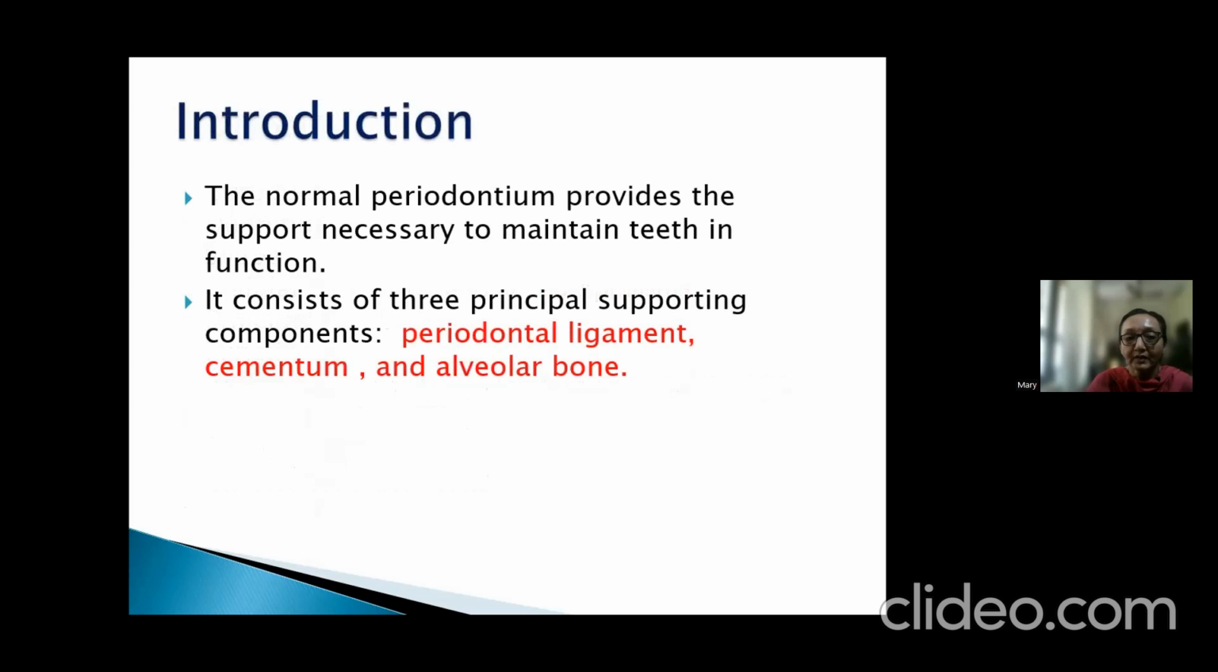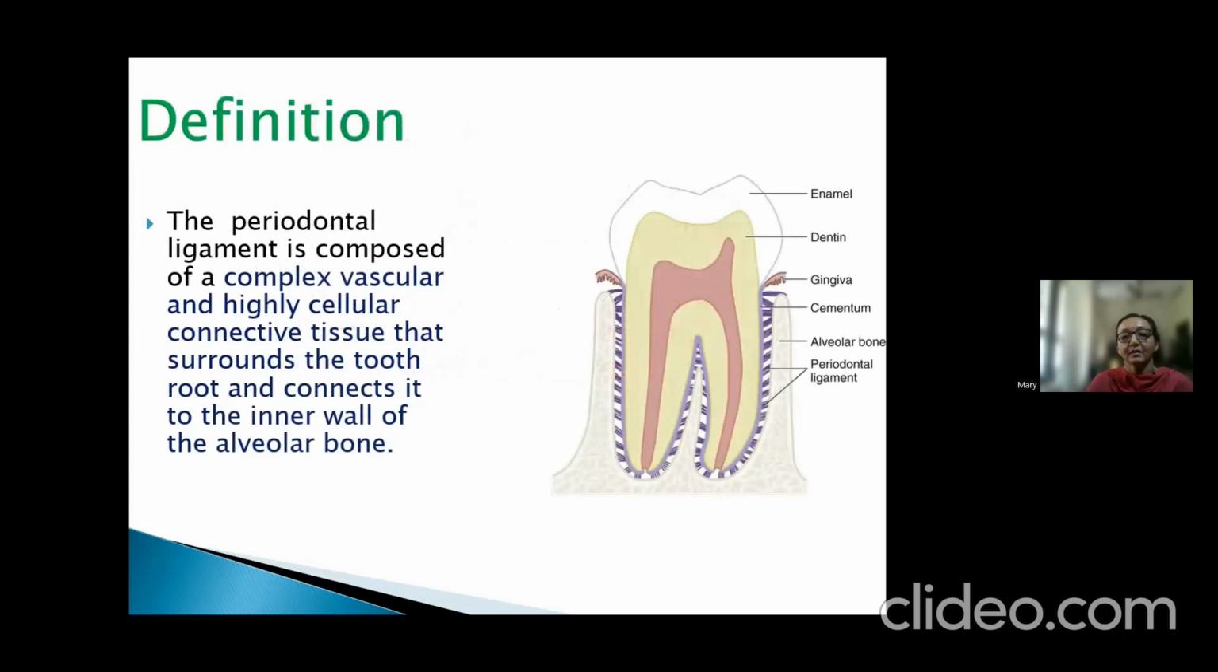So let's see what the periodontal ligament is all about. We know that the normal periodontium usually provides the support which is necessary to maintain the teeth and function. It consists of three principal supporting components, which include the periodontal ligament, cementum, and alveolar bone, with the encompassing gingiva. So we can define the periodontal ligament as a complex vascular and highly cellular connective tissue which surrounds the tooth root and connects it to the inner wall of the alveolar bone.